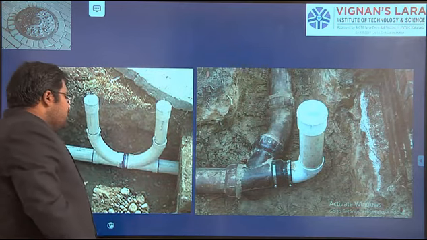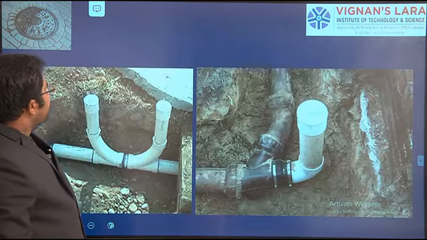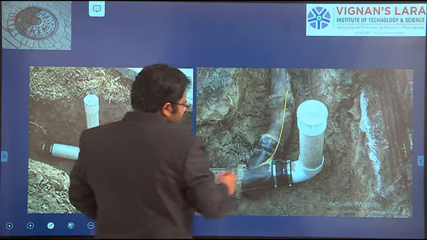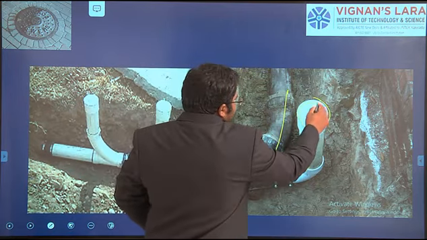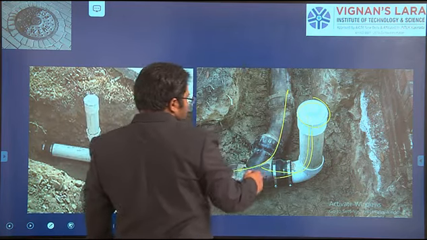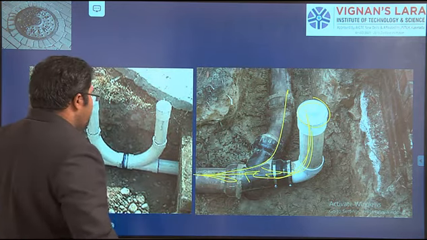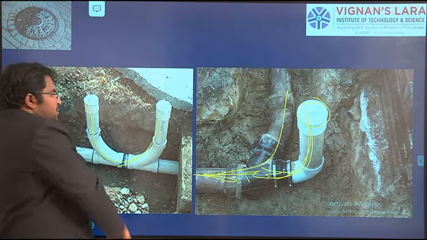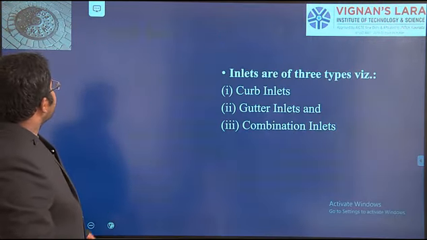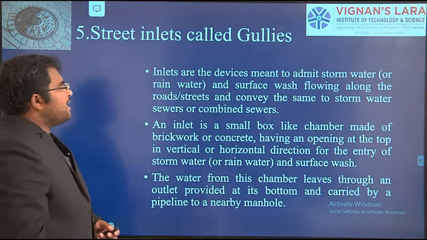Now we can see this is the clean out. Here you can see this is the pipe. Here we have an opening and it is closed. Here we can use water or any flexible rod so that the obstruction in the pipe will be removed. So this is one kind of clean out.